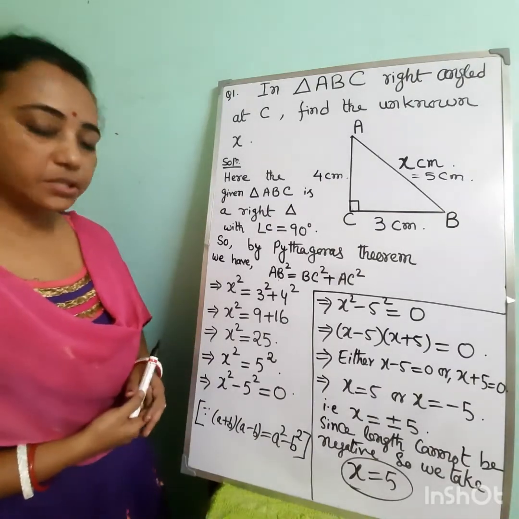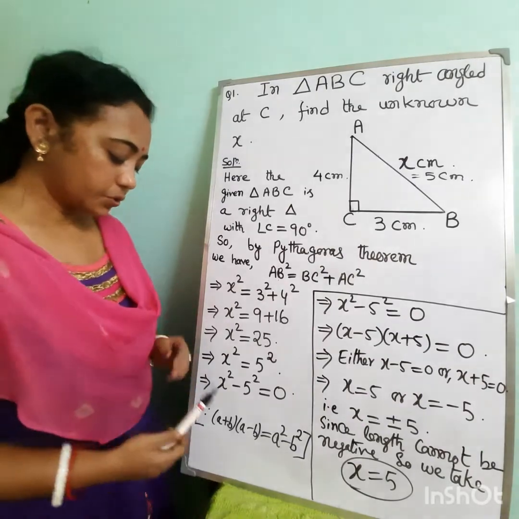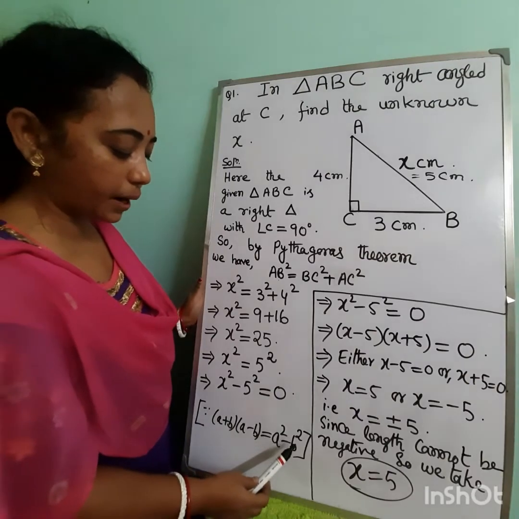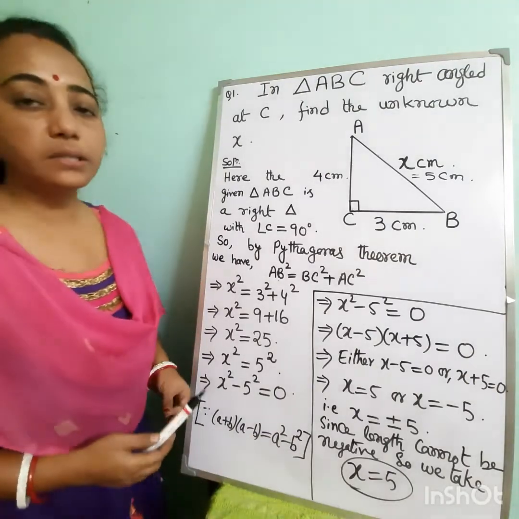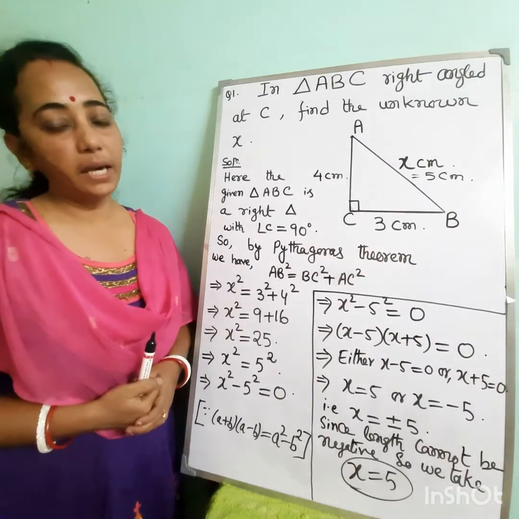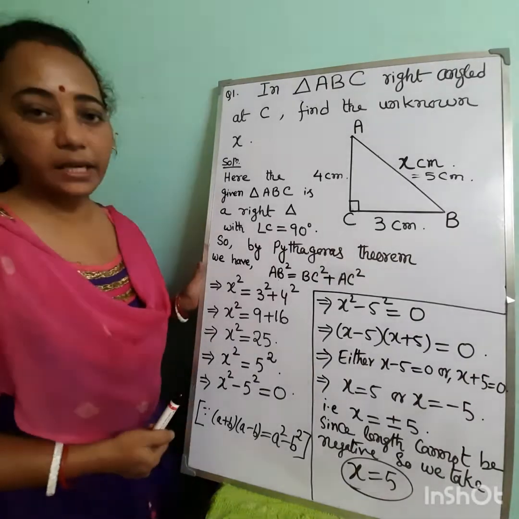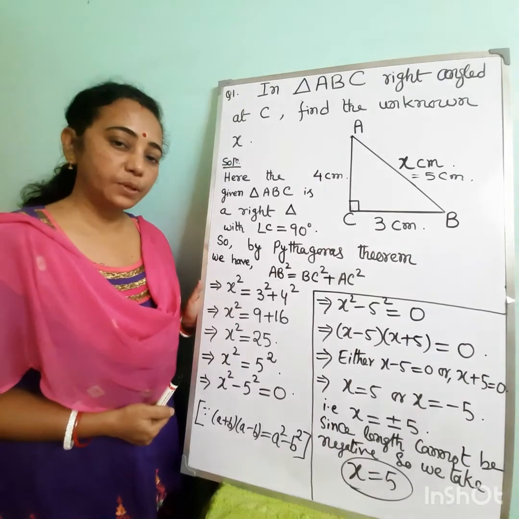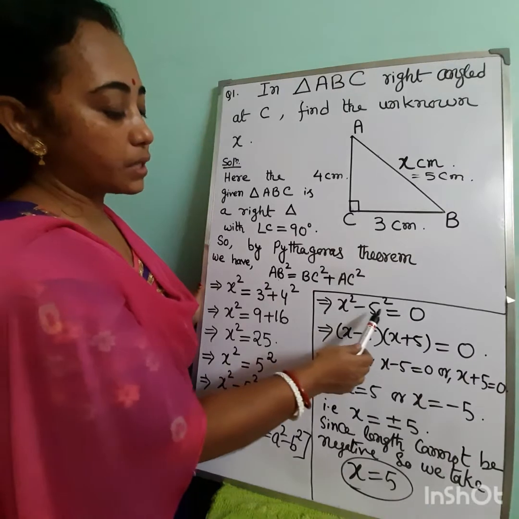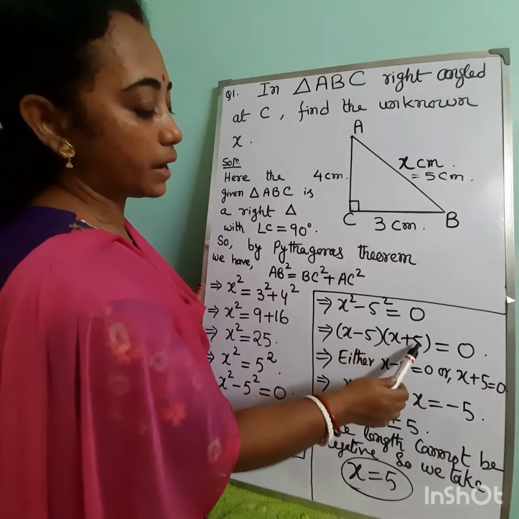Now in algebraic expressions, we have learned how to find the product of two binomials. So for example, a plus b multiplied by a minus b is equal to a square minus b square. So that means a square minus b square is equal to a plus b multiplied by a minus b. So here we will use this identity. Using the identity a square minus b square is equal to a plus b multiplied by a minus b, we have x square minus 5 square equal to 0. This implies x minus 5 multiplied by x plus 5 equal to 0.